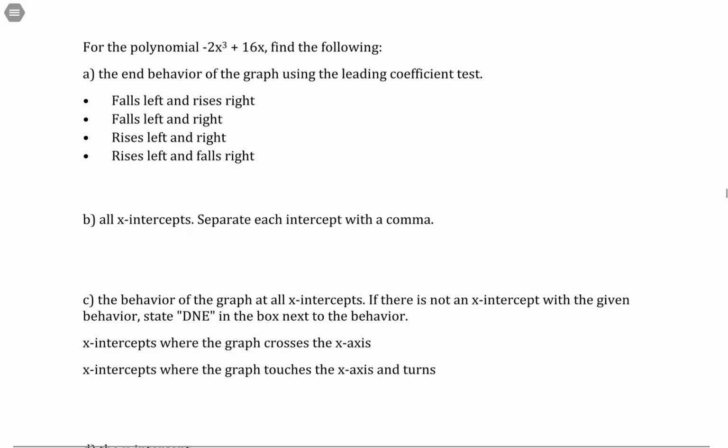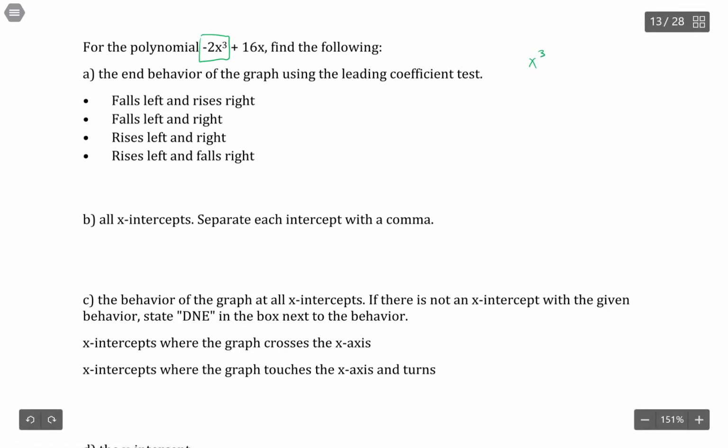For the polynomial negative 2x cubed plus 16x, find the following. First, the end behavior of the graph using the leading coefficient test. So looking at the leading term of this polynomial, just the negative 2x cubed, because it has a cube in there, it's going to follow the end behavior of the graph of x cubed. But because the leading term coefficient is negative, it's actually going to flip-flop.